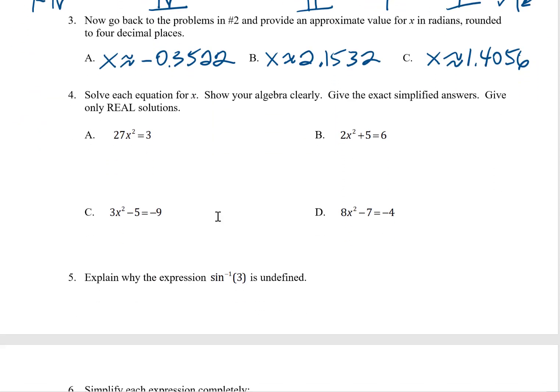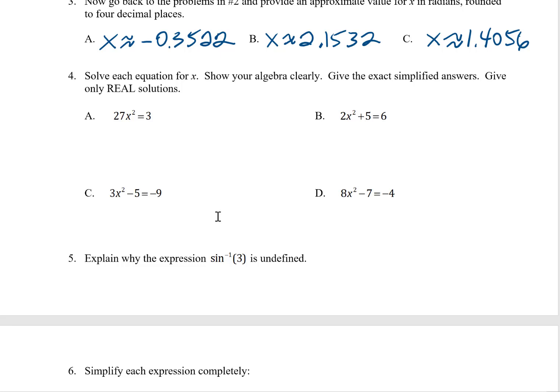In problem 4, we're doing a little bit of algebra review. We want to solve these equations, giving exact simplified answers. The first thing I'll want to do here is isolate the x squared, so I'll divide both sides by 27. 3 over 27 reduces to 1/9, and then I will square root both sides here.